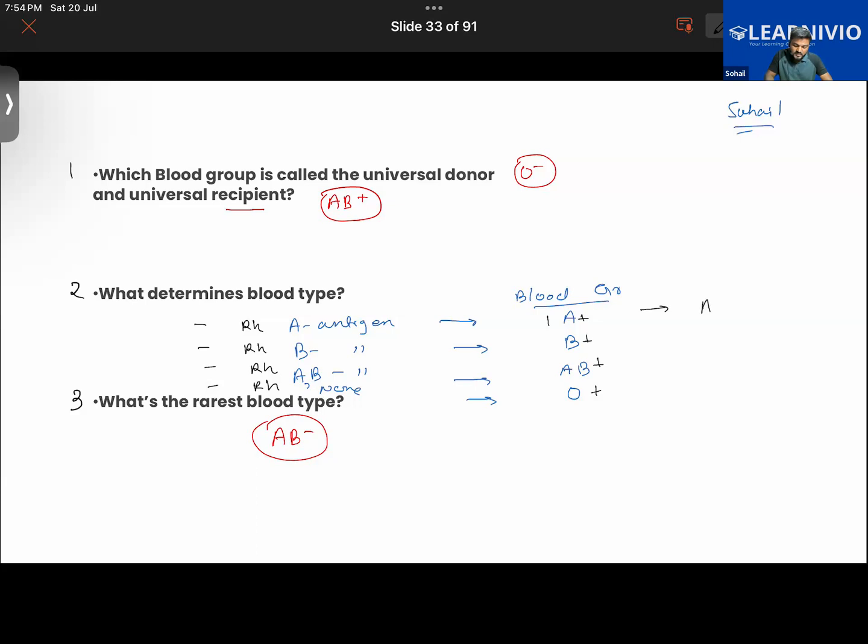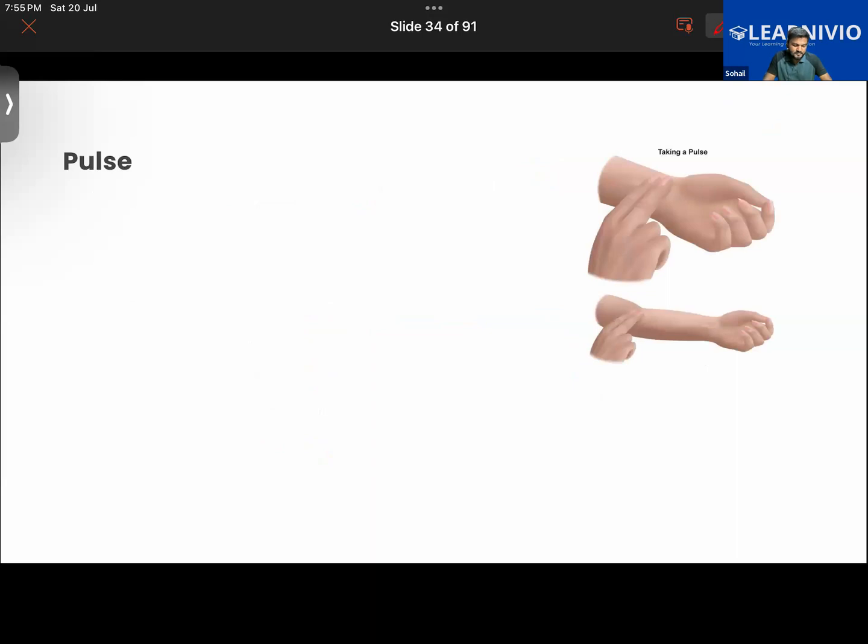Good. See, RH is a kind of protein found on the surface of red blood cells. There are different kinds of proteins found on red blood cells. We have antigen, a protein found on the surface of red blood cells. Similar to that, the RH factor is also there. Okay, so that topic we have finished so far. If you have any questions so far, please let me know.